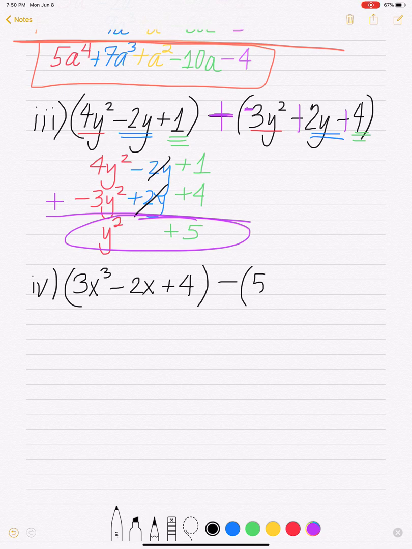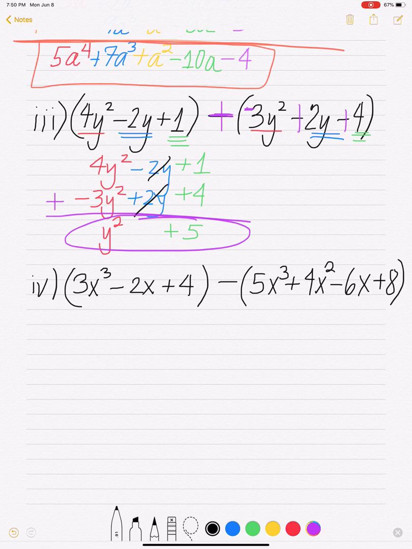How about 5x cubed? Let's do plus 4x squared. How about minus 6x? And how about plus 8? Close the parentheses.